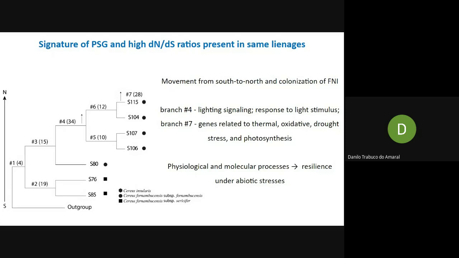We also have some changes in clade 7, which represents the peripatric speciation of Cereus insularis, and we have genes in those clades with positive selection related to thermal, oxidative, and drug stress, and also photosynthesis metabolism. Based on the results, we believe that most of them are physiological and molecular processes that can be involved with the resilience under abiotic stress in those groups.